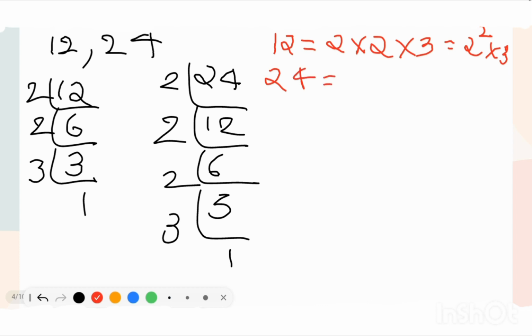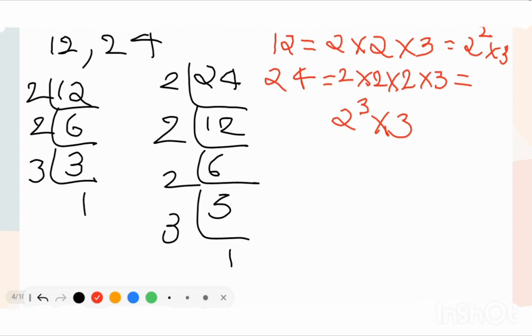Now 24, which is equal to 2 into 2 into 2 into 3. Okay, so how is it 2 cube into 3? Because we multiplied 2 into 2 into 2, so it's 3 times, I mean three 2's, right? So here 2 cube, okay, 2 power 3.